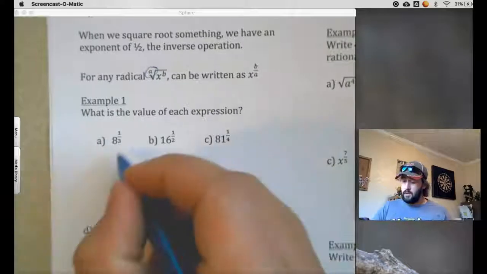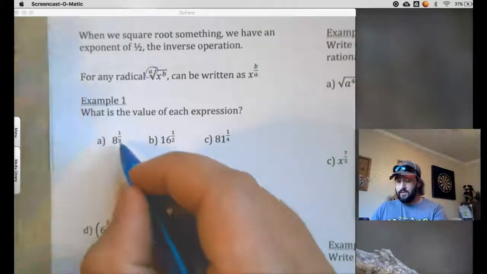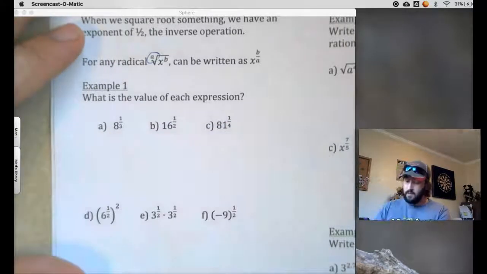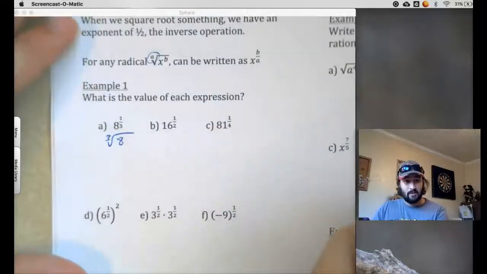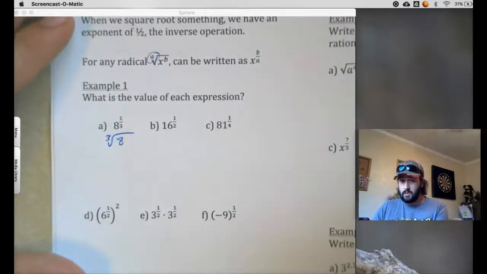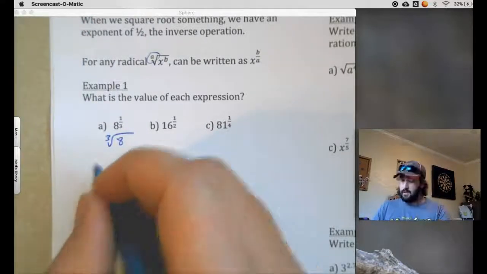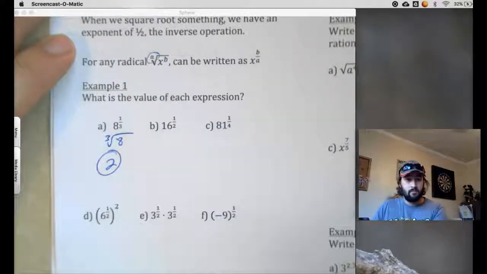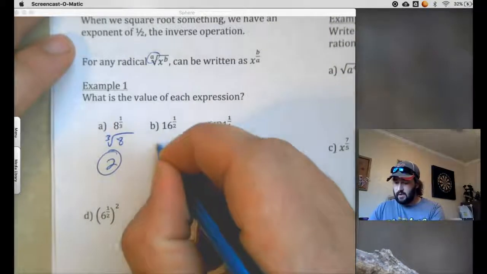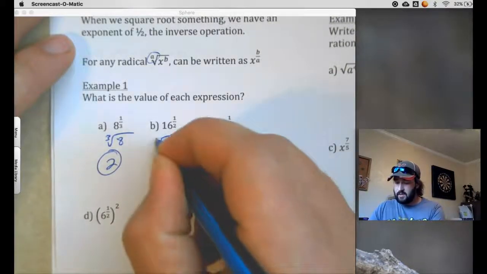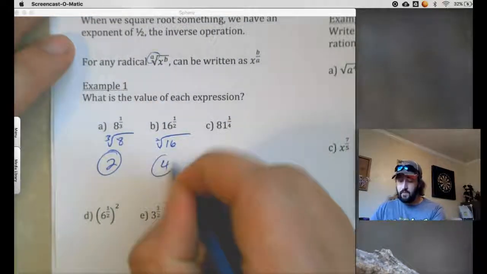Knowing that, what is the value of each expression? We have 8 to the 1/3. What this really represents is just the cube root of 8. Cube root of 8 is which number multiplies 3 times to be 8? That would be 2. So 16 to the 1/2 just means we have the square root of 16. It's like there's a 2 out there. The square root of 16 is 4.